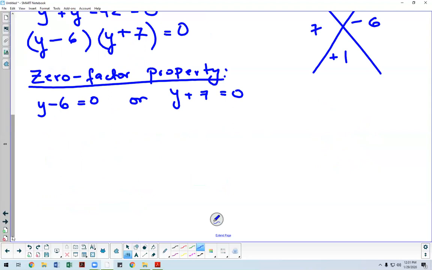So what will those two answers be? 6 and negative 7. Very good. With y minus 6, you add the 6, move it to the other side. You get a positive 6 from here. And then y plus 7, we would subtract that 7 to move it to the other side.